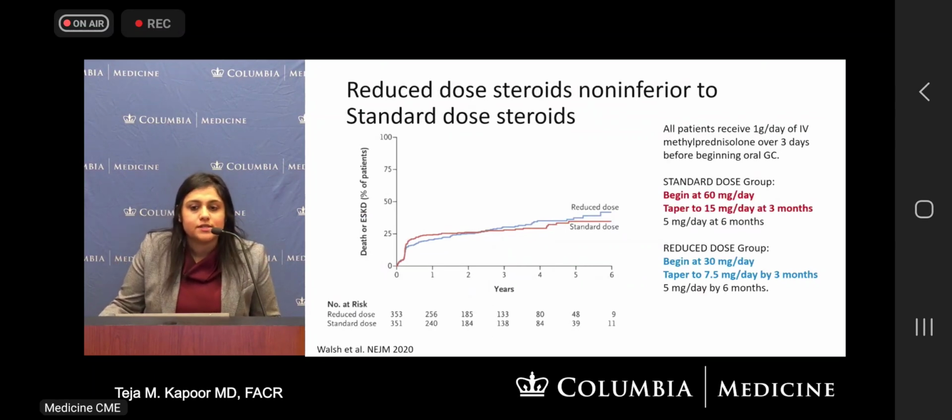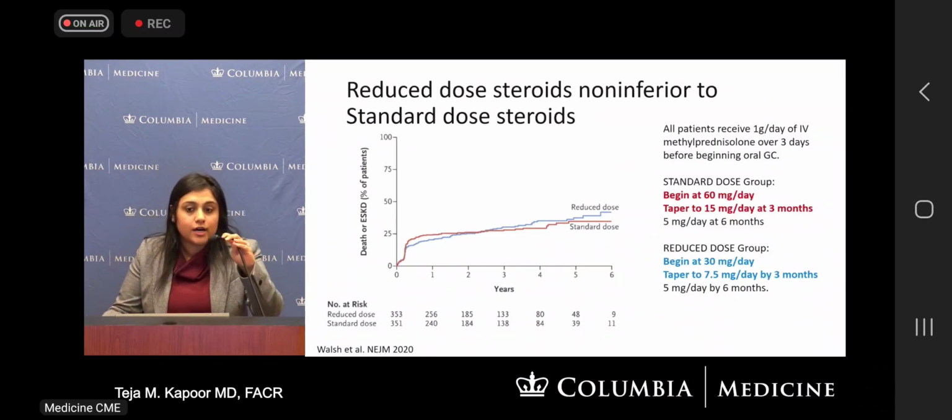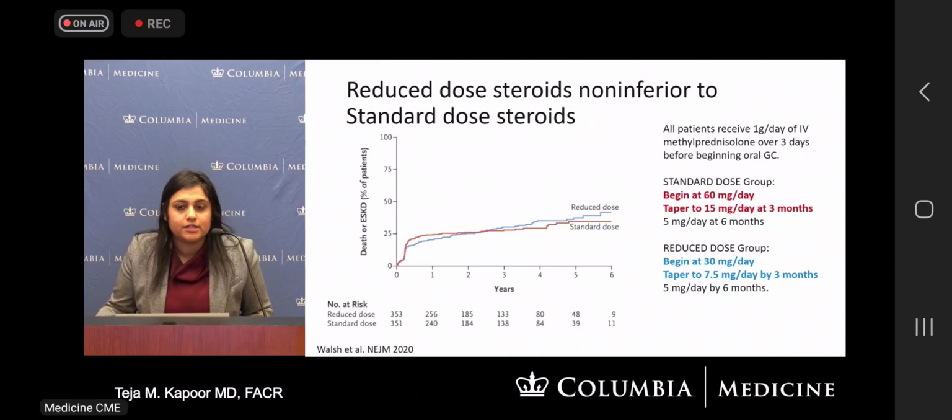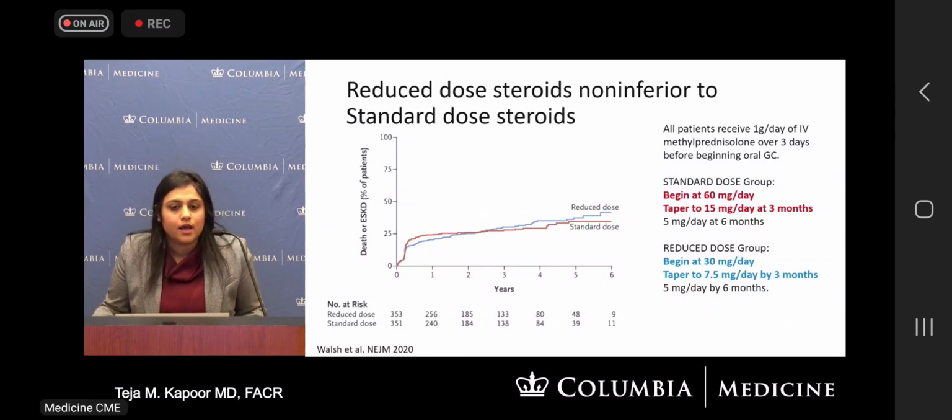So in the treatment of autoimmune disease, there's been a movement to reduce all of these effects of steroids, especially the toxic effects. A recent study by Walsh, published in 2020 in NEJM, demonstrated a reduced dose glucocorticoid regimen provided a similar benefit to a standard dose regimen for the composite outcome of ESRD or death. It was also associated with a decreased risk of infection. Of note, both the standard dose regimen and the reduced dose regimen started with pulse dose steroids, methylprednisolone, three daily pulses for a maximum total dose of 3 grams.